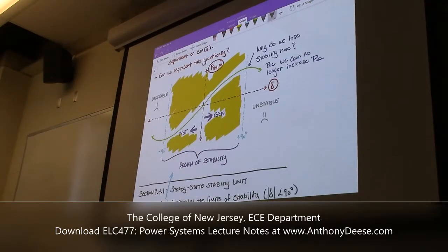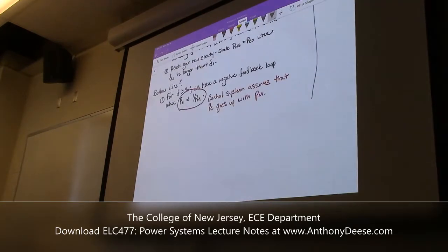And I'm going to add that note here. This sequence is called voltage collapse or loss of synchronism. Loss of synchronism.